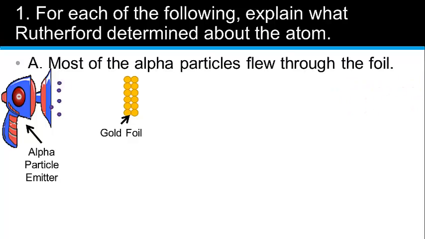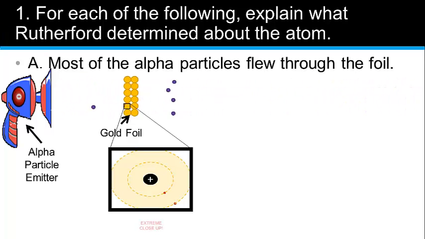So here we can see our alpha particle emitter is firing alpha particles at the gold foil. And we see that most of the alpha particles are flying straight through, but there's that one alpha particle that is deflecting. Let's go ahead and zoom in on one of these gold foil atoms. We see that we have our nucleus in the middle with 2 electrons orbiting. If I'm firing alpha particles at this particular gold atom, the alpha particles usually go through, but if one of those alpha particles gets close to the nucleus, we see deflection.